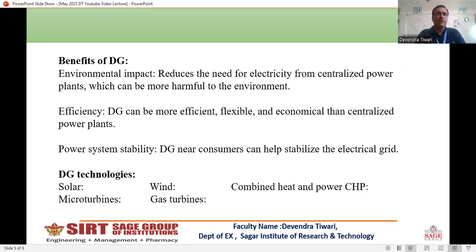Go to the next slide. Benefits of DG. We should understand the benefits of distributed generation. For environmental impact, it reduces the need for electricity from centralized power plants, which can be more harmful to the environment, such as coal power plants, where lots of fumes are generated and mixed in the environment. Also, DG can be more efficient, flexible and economical than the old centralized power system. DG near consumers can help stabilize the electrical grid. The technologies are solar, wind, CHP, micro turbines and gas turbines. Now move to the next slide.